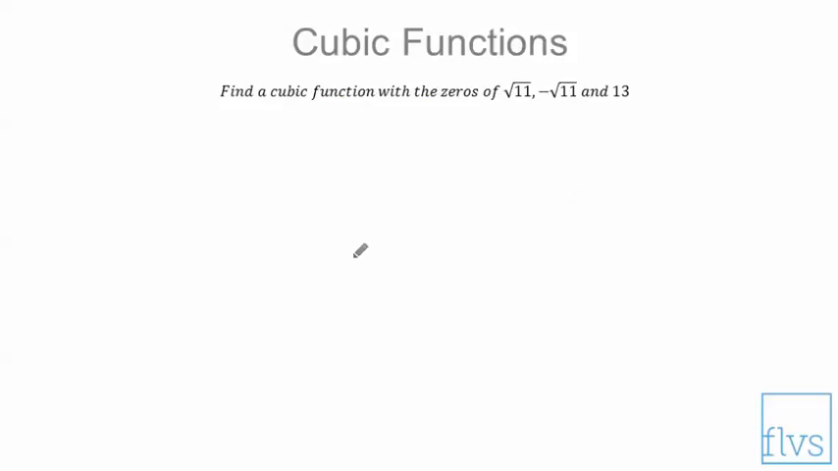Then you're going to have to create your own functions. So find a cubic function with the zeros of radical 11, negative radical 11, and 13. This is a lot easier than it actually looks. So remember that if the answer is positive radical 11, I must have had a factor of x minus radical 11. Because remember, when I set that equal to 0, I would have added this radical 11 to both sides, and I would have gotten this answer here, positive radical 11. So if I have an answer of negative radical 11, that means I have a factor of x plus radical 11.